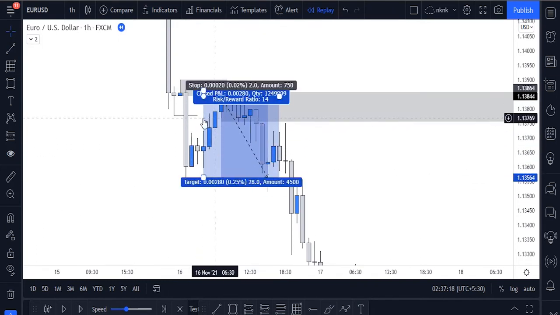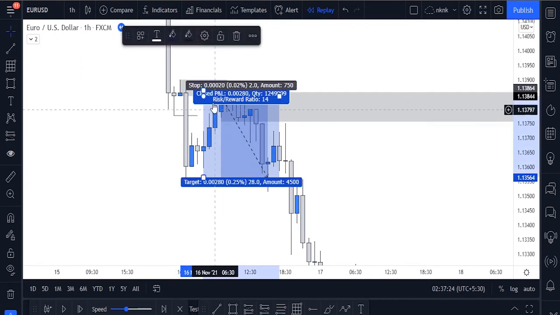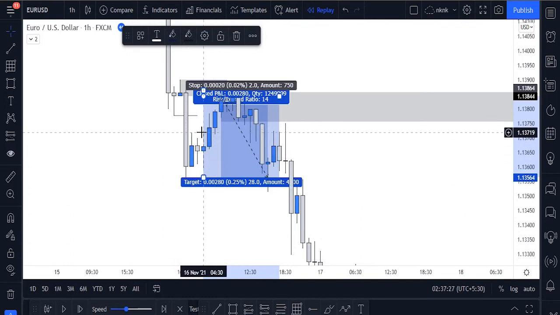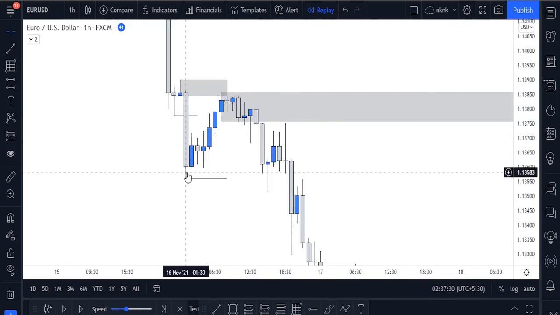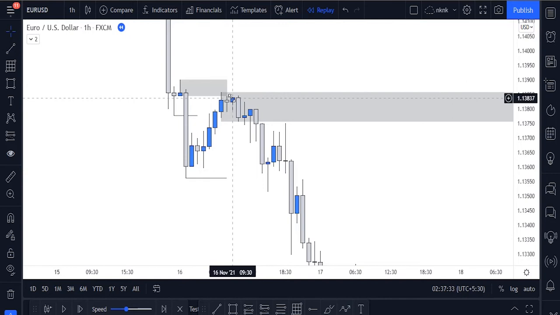In the scalp I hit a 14 hour trade. Okay, I am not taking the scalp now. I am going to explain the swing trade. So I delete this. After it breaks down here and corrects here, then it creates this low.